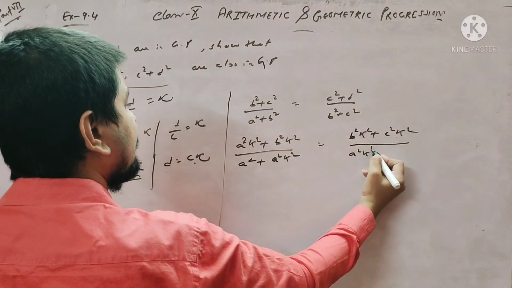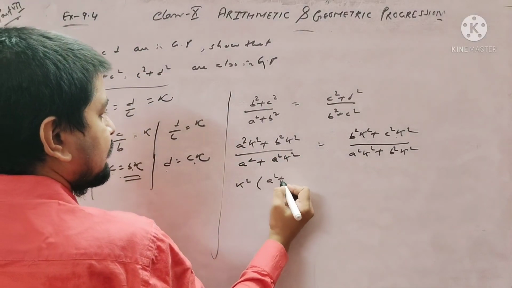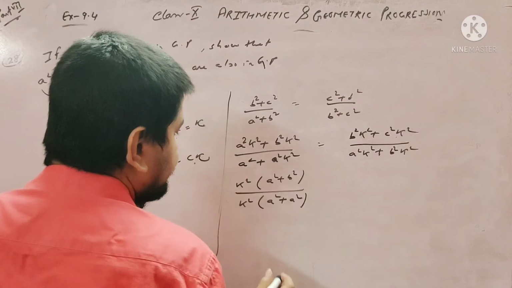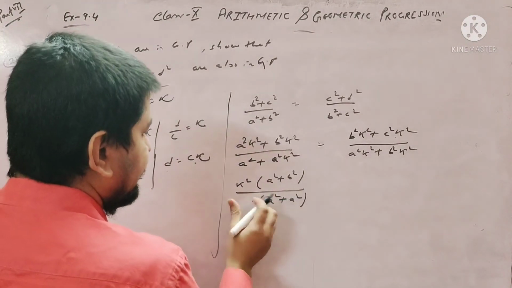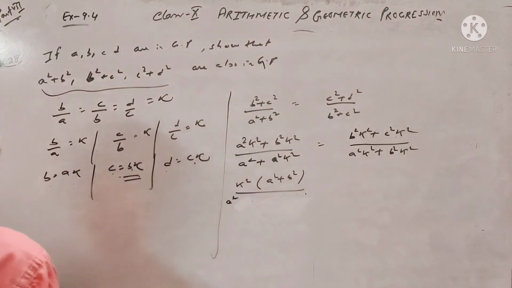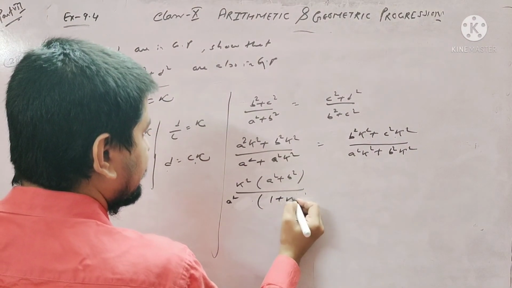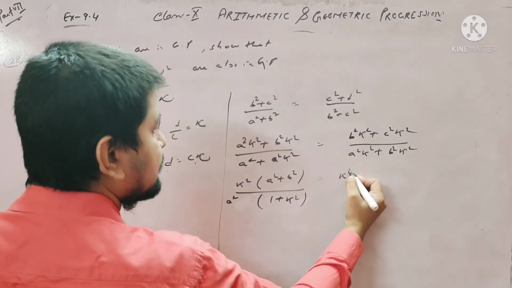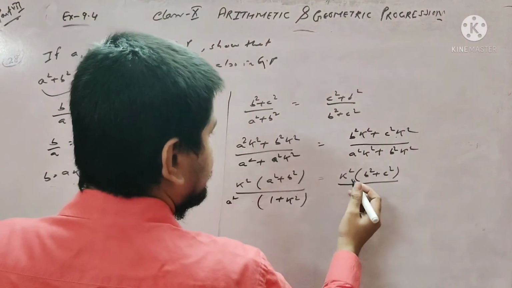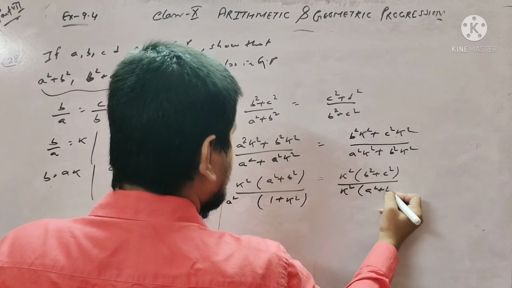Again b square is a square k square plus c square is b square k square. Taking common k square we get a square plus b square. Taking common a square, we get k square, 1 plus k square. Here taking common k square, we get b square plus c square, and here taking common a square k square, that is a square plus b square.